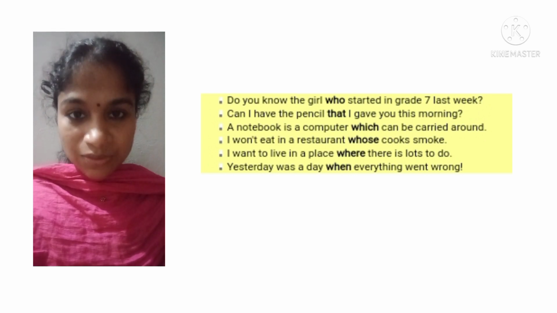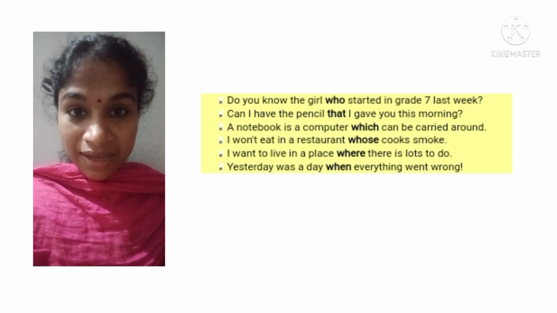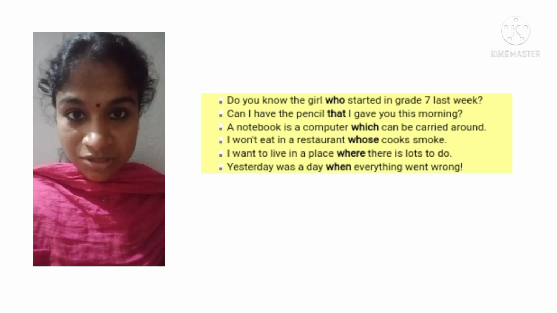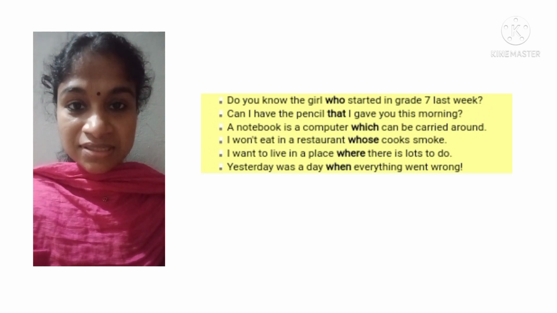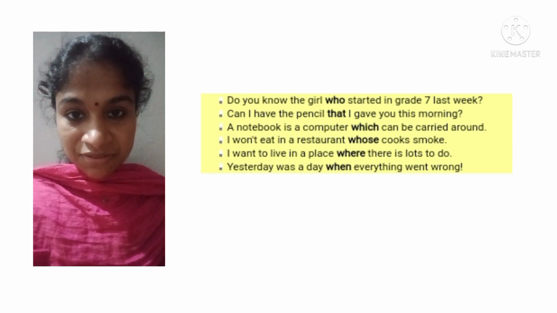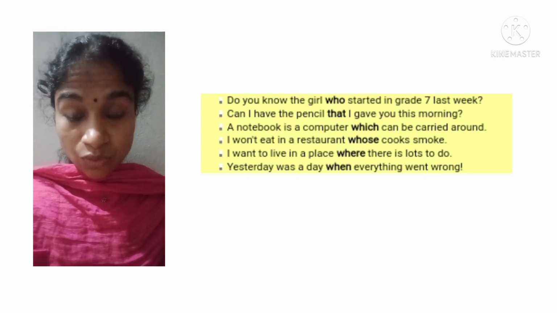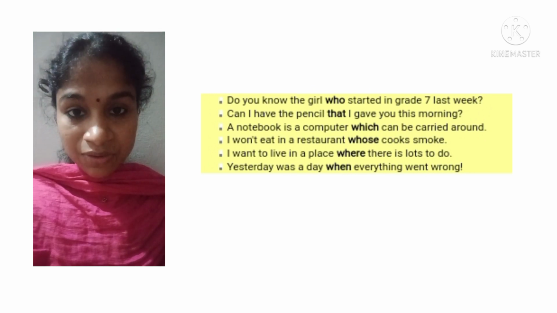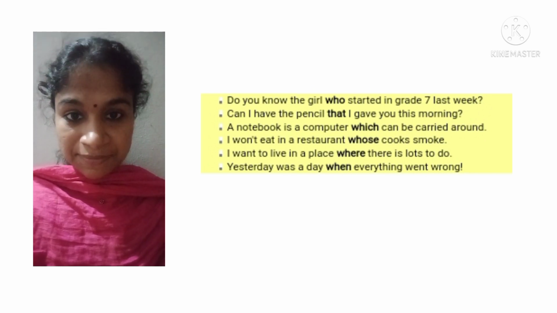Relative clauses are clauses starting with relative pronouns who, that, which, whose, where, and when. They are most often used to define or identify the nouns that precede them. So the relative clauses start with relative pronouns like who, that, which, whose, where, and when, and they are used to identify or define the nouns that precede them in the sentence.